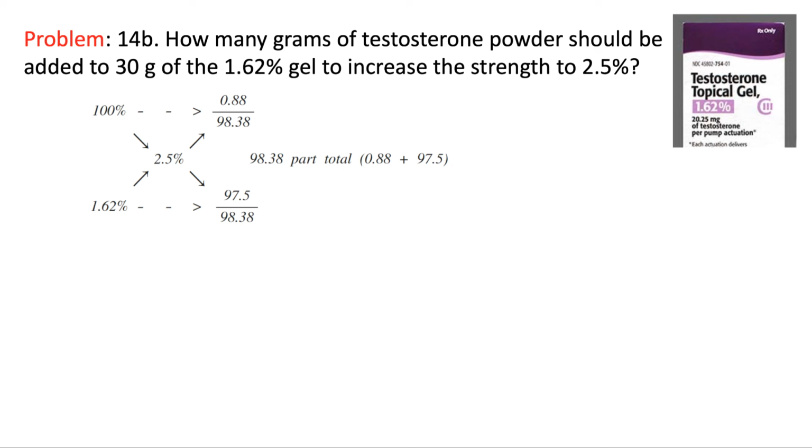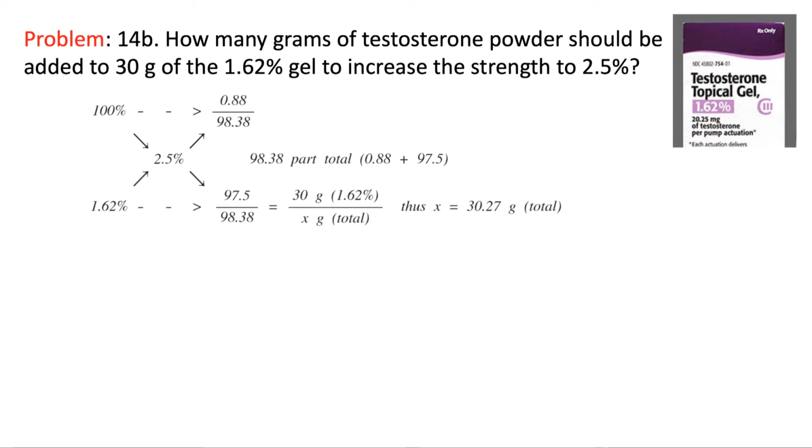Okay. Now that we've got those proportions, let's look back at what we already know that we have. We have 30 grams of the 1.62% gel. That's equivalent to what we just said was our 97.5 parts. So let's set up that proportion and say that 97.5 parts of the 1.62% gel over the total parts, which is 98.38, is going to equal my starting weight of the testosterone gel, which is 30 grams over X. And now when I solve for X, it will represent the weight of the total mixture once everything's been added. So solving for X, my total weight is 30.27 grams.